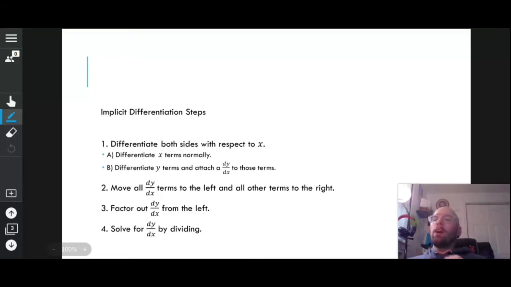So you're going to differentiate every term that you have in a crazy equation. Take the derivative of everything. The one thing that you have to remember is when you take the derivative of something with a y attached to it, you have to attach a dy dx to it.